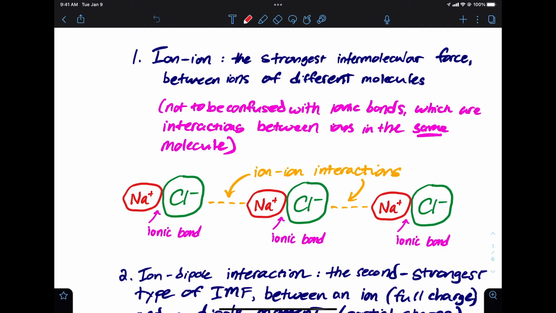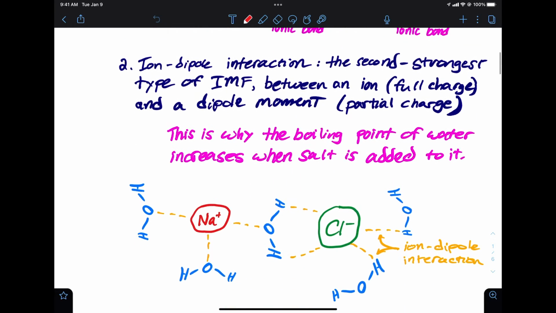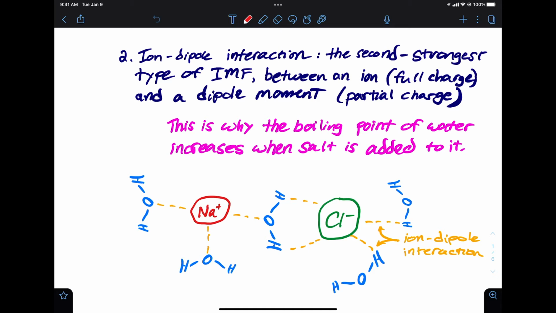But everything else that we're going to be looking at involves partial charges, so they're going to be weaker than this. So the second type is an ion-dipole interaction. This is the second strongest type of intermolecular force, and it occurs between an ion, which again is a full charge, and a dipole moment, a partial charge. So a dipole moment overall for a polar molecule, or even a polar bond, the positive or negative end of a polar bond.